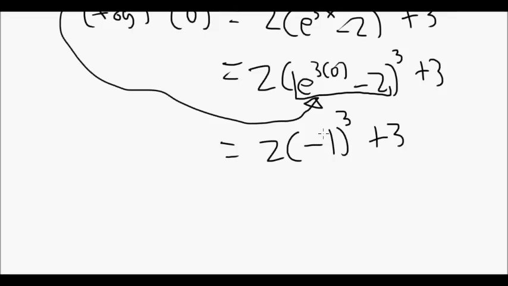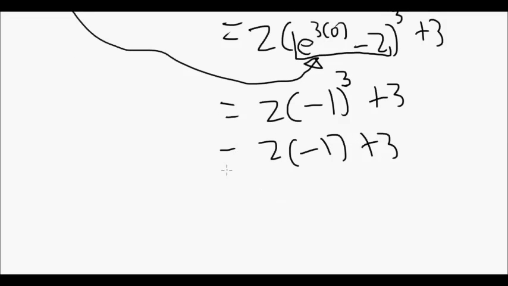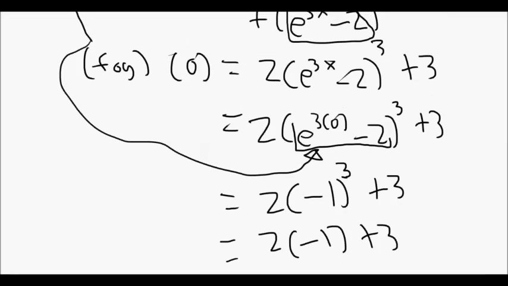Now, a key here is that whenever we have a negative number to the power of an odd number, like 3 or 5 or 7 or 9, it's always going to end up being a negative number. So that's just going to be 2 times -1 plus 3. And by the way, it doesn't matter how many times you multiply -1 by itself, it's still going to be 1 or -1. So we have -2 plus 3, and this is going to equal 1. So that is the answer for f of g of 0.